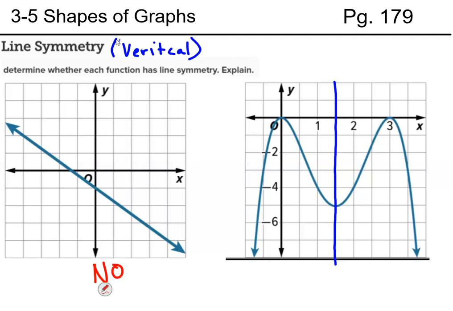And not only is there a line of symmetry there, but we can actually write the equation of that, which would be x equals 1.5. So we'd say, yes, this does have line symmetry, and it would be at 1.5.